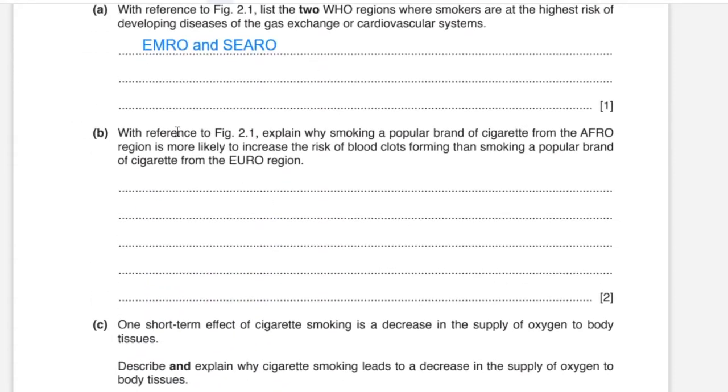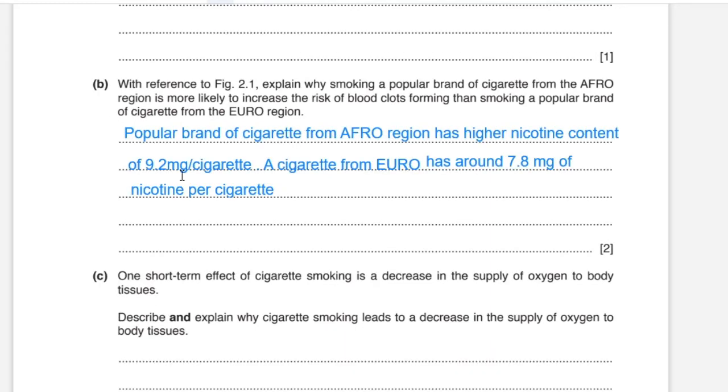As the question asks for reference, you would get 1 mark for writing that the Afro region cigarette contains a greater amount of nicotine. You'd also have to quote some data. So here I've mentioned the amount of nicotine in each of the 2 brands.